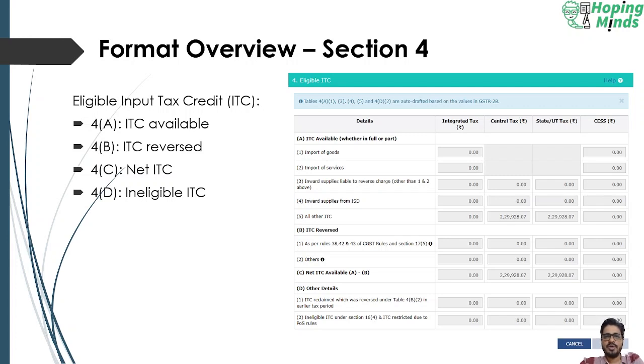Next is the input tax credit reversed. So reversal of input tax credit as per rule 38, 42 and 43 is to be declared in the first column of 4B, and in the second column all other ITC that needs to be reversed is required to be disclosed. So in the first column, that is as per rule 38, 42 and 43, input tax credits that are related to personal expenditures or input tax credits availed against the supply of exempted products and so on are required to be disclosed here.